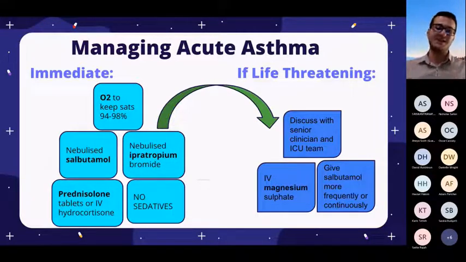So basically, just worth being familiar with the drugs we give in acute asthma. Those systemic steroids, oxygen, obviously, that makes sense. We're kind of trying to keep their oxygen saturations up.